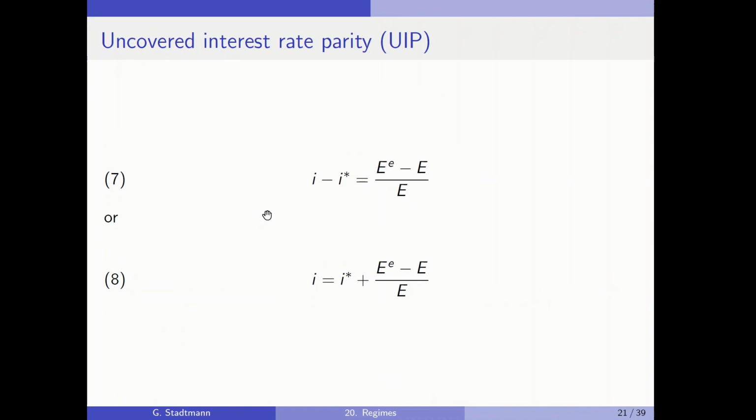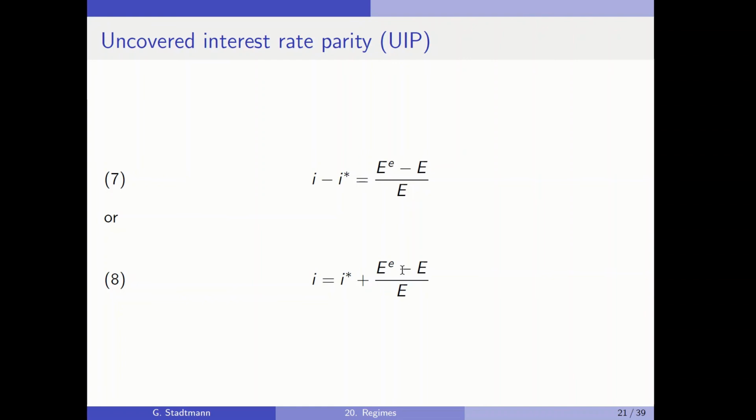And this approximation is called the uncovered interest rate parity condition. In some textbooks, you'll find it in this way, that you have on the left-hand side the interest rate differential, and on the right-hand side the relative expected change in the exchange rate, or in some textbooks you find this version that the domestic interest rate is equal to the foreign interest rate plus the expected change in the exchange rate.